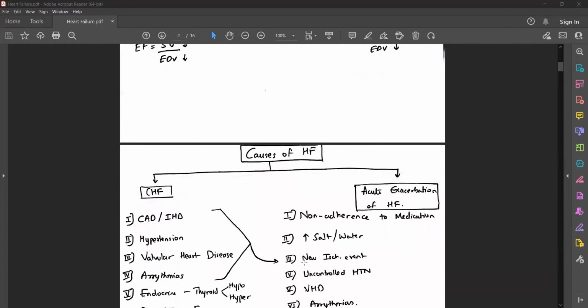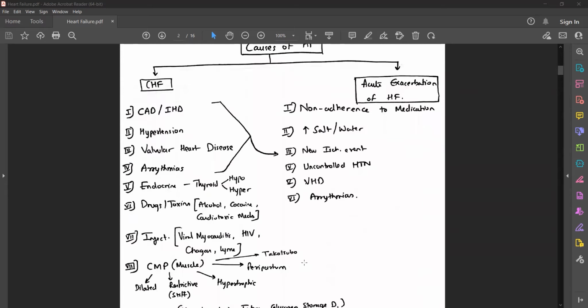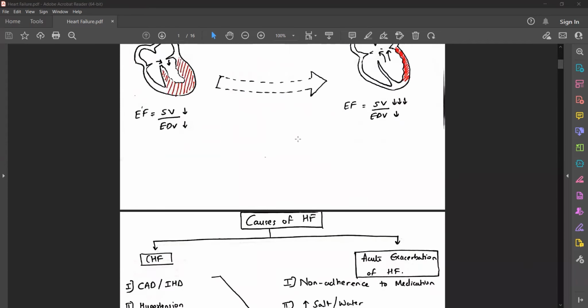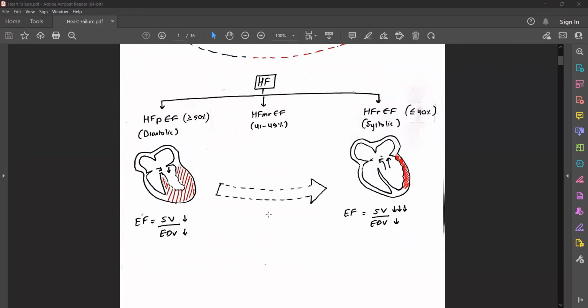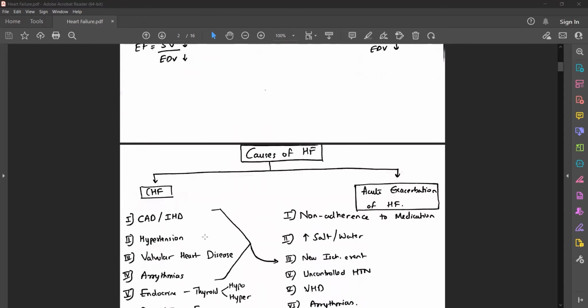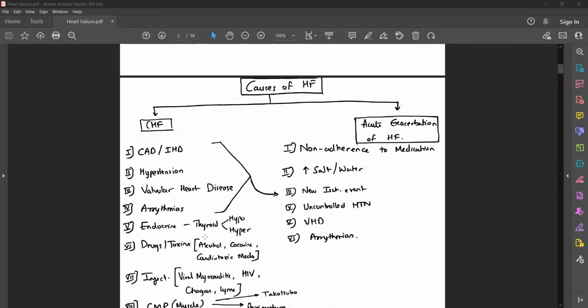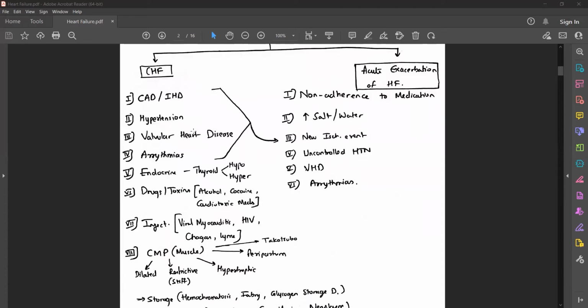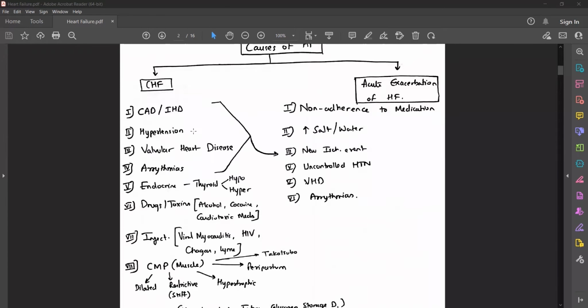Now, moving on to the causes of heart failure. What leads to heart failure? Let's discuss the causes of heart failure, and then we'll talk about what leads to acute exacerbation of heart failure. Now, the number one cause of heart failure is coronary artery disease or ischemic heart disease, as I explained over here. Now, this terminology was explained with this example of coronary artery disease or ischemic heart disease, but heart failure can happen due to multiple different reasons. So, the second most common cause is hypertension. Then the other causes are valvular heart disease.